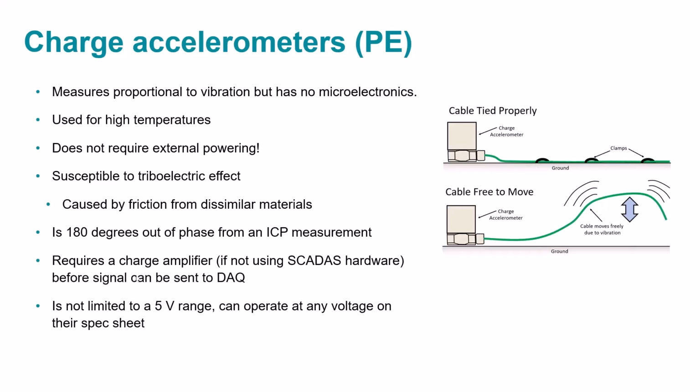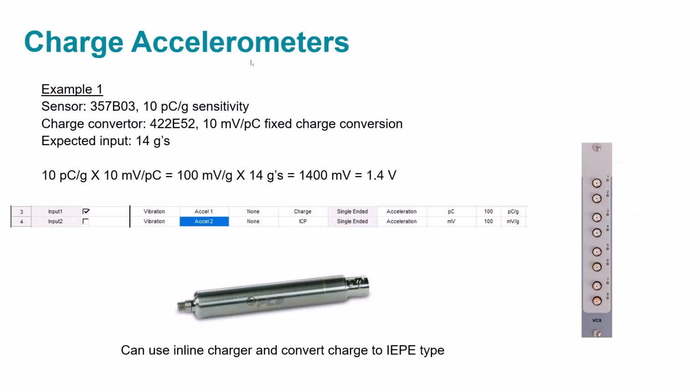With ICPs, all those internal components are built into the accel, so it's a fixed voltage range. They have a 5 volt range, and all the amplifier components are fixed as well. If you're working with a charge accelerometer, you get to bring in your own charge amplifier, so you can change the phase and gain and all those properties of the amplifier, so it gives you more freedom to control it.